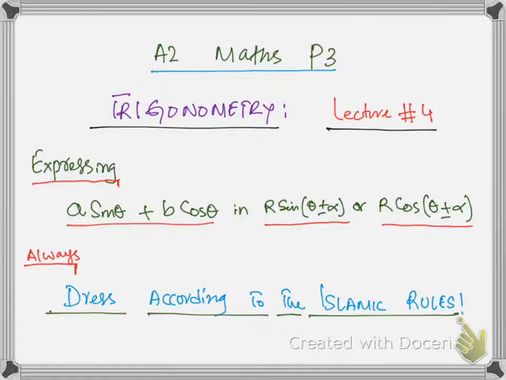Trigonometry lecture 4, expressing a sin theta plus b cos theta in r sin theta plus minus alpha form, r cos theta plus minus alpha form.